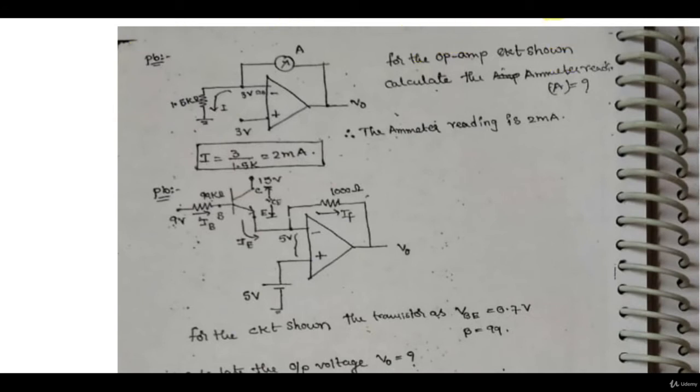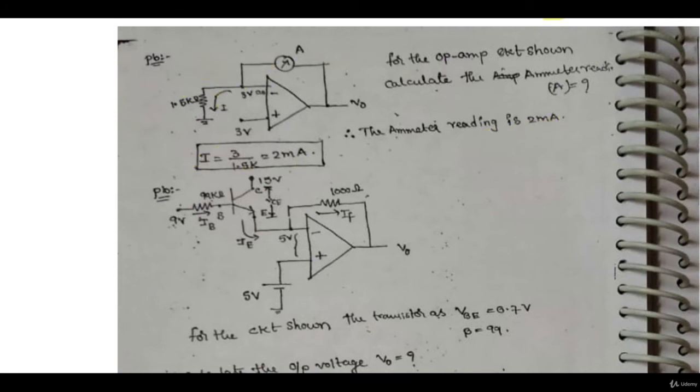So you can see here, I is the current flowing through the ammeter as well as through this resistor. 3 volt is the voltage given, so this will also be 3 volt. Whatever current flows through this branch, the same current will flow through this branch. So the ammeter reading will be 2 milliampere, since I is equal to 3 divided by 1.5k, that is 2 milliampere. Okay, simple.